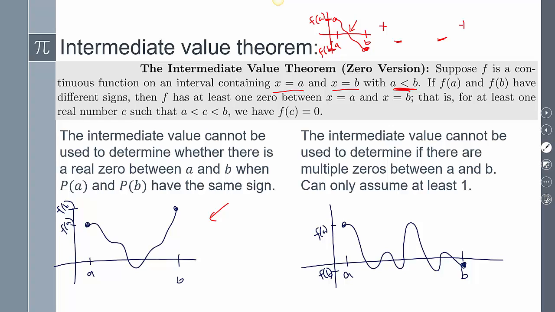So we're going to eventually use and find more accurate means to locate and find those zeros. But just know that with the intermediate value theorem, it cannot be used to say that there is no zero between it, and it cannot be used to determine if there are actually multiple zeros in between them. The only assumption that you can make is that there's at least one zero.